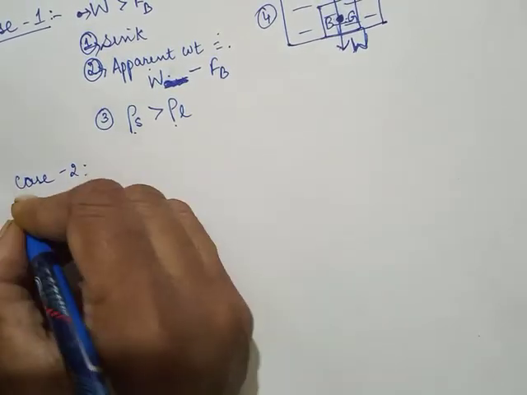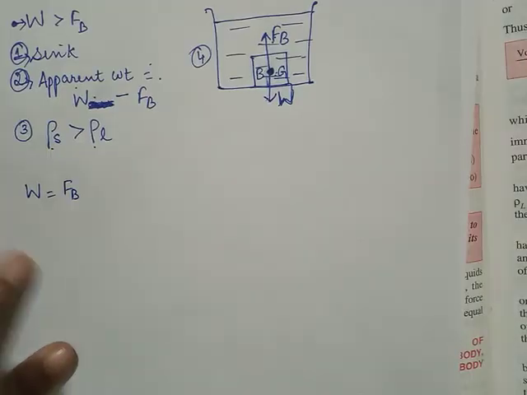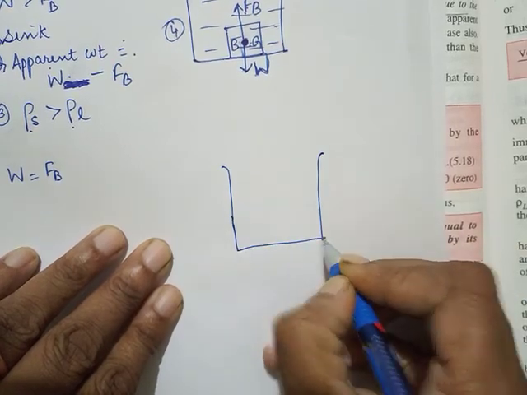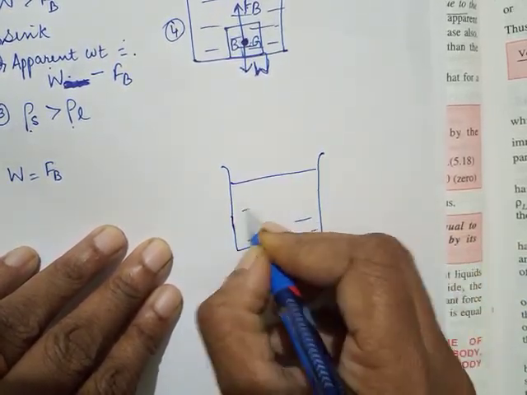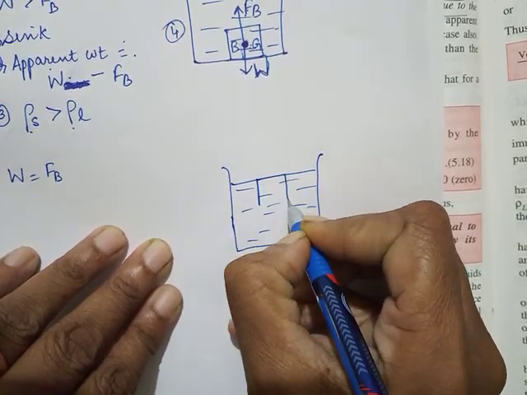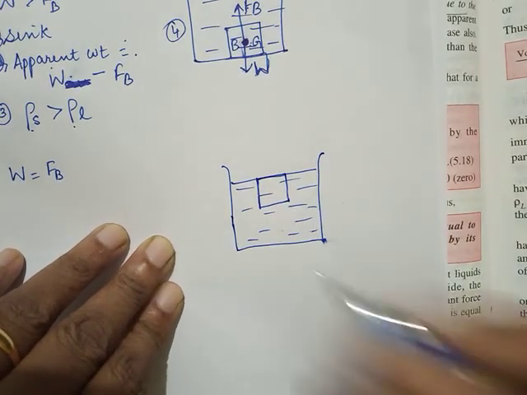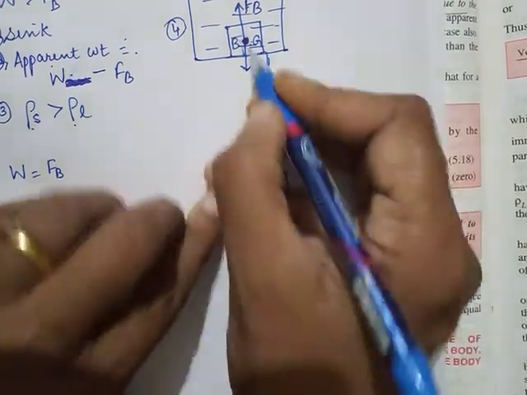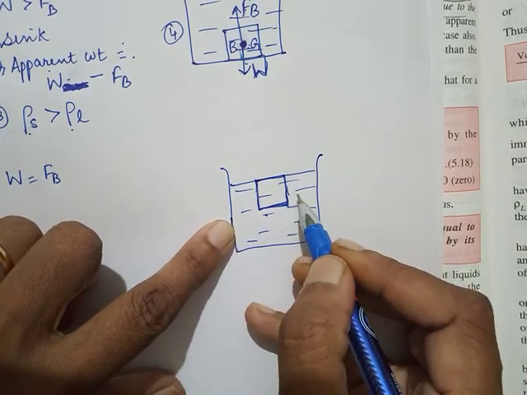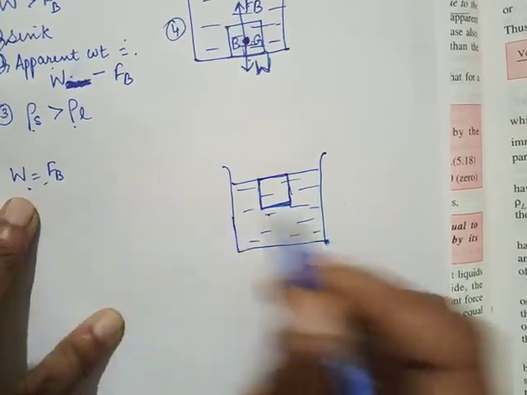Let's go to case 2. W equal to FB. In this case, the body will float, but its entire part will be inside water. You're able to see this? This is sinking, it has come down. This is floating, but its entire part is inside water. So this is what will happen when weight and upthrust are equal.